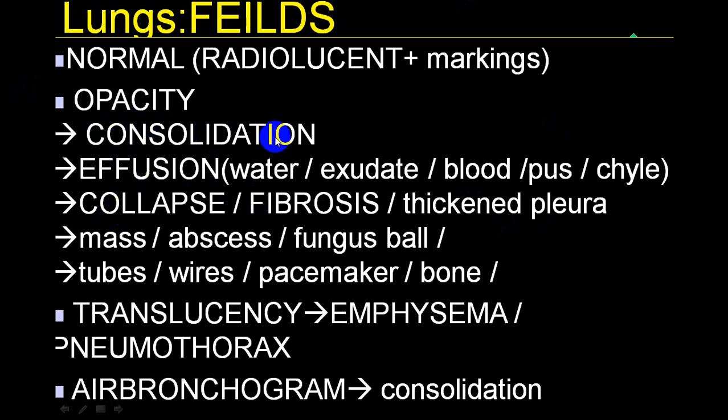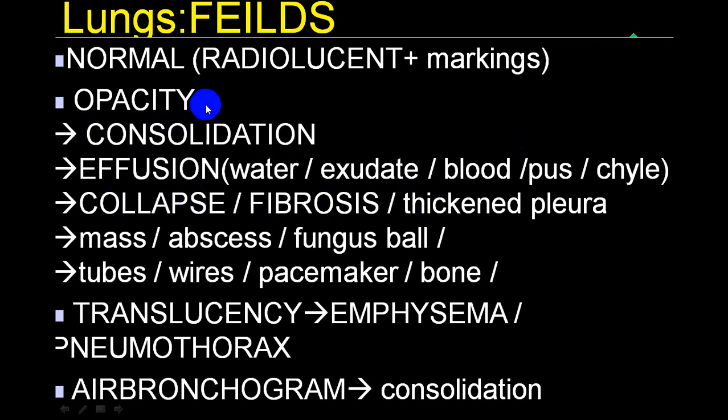Consolidation is in lung while effusion is in pleural cavity. Thickened pleura is again in the pleural cavity, while fibrosis can be there in a thickened pleural cavity, and collapse will be a part of the lung. So collapse, consolidation and fibrosis in a lung; effusion, thickened pleura and fibrosis of pleura in a pleural cavity.